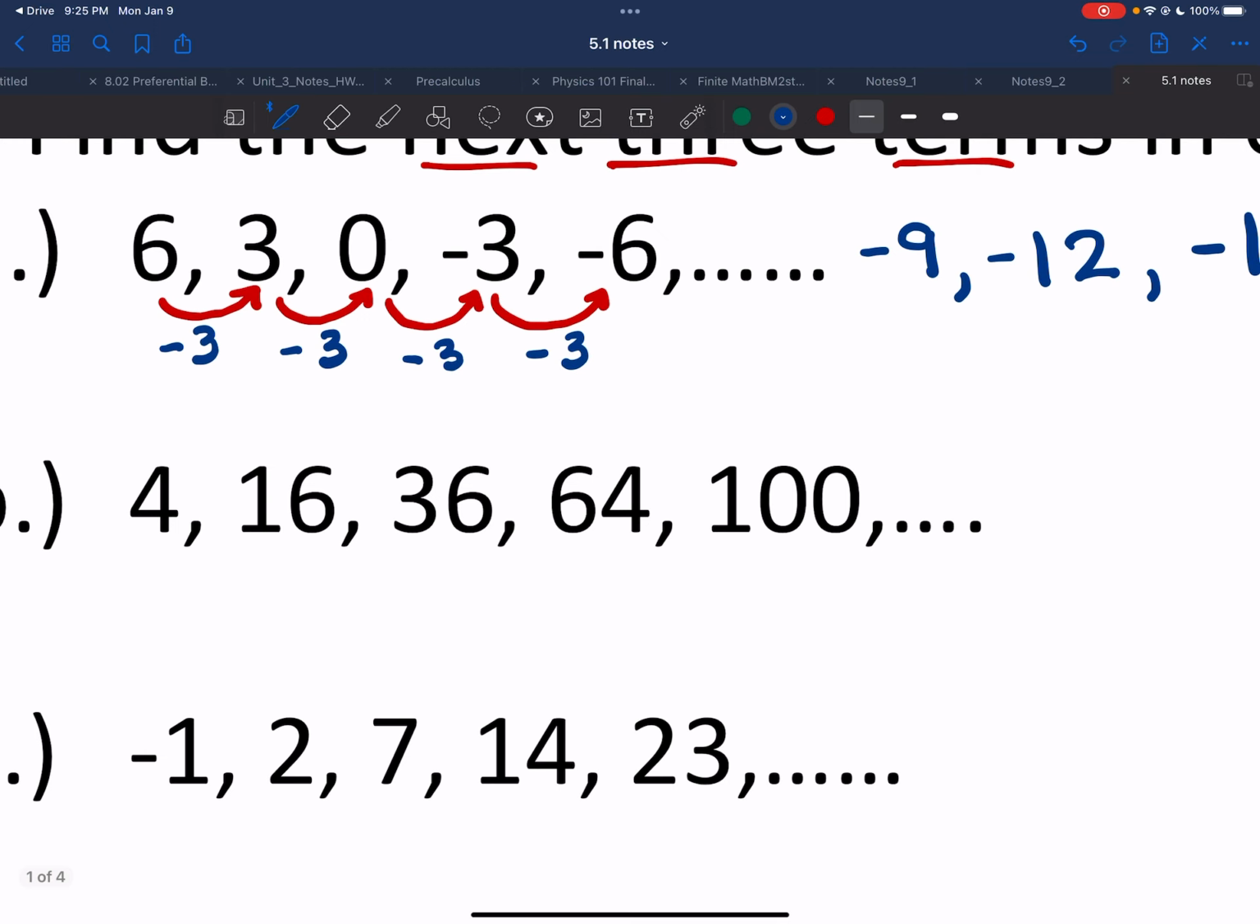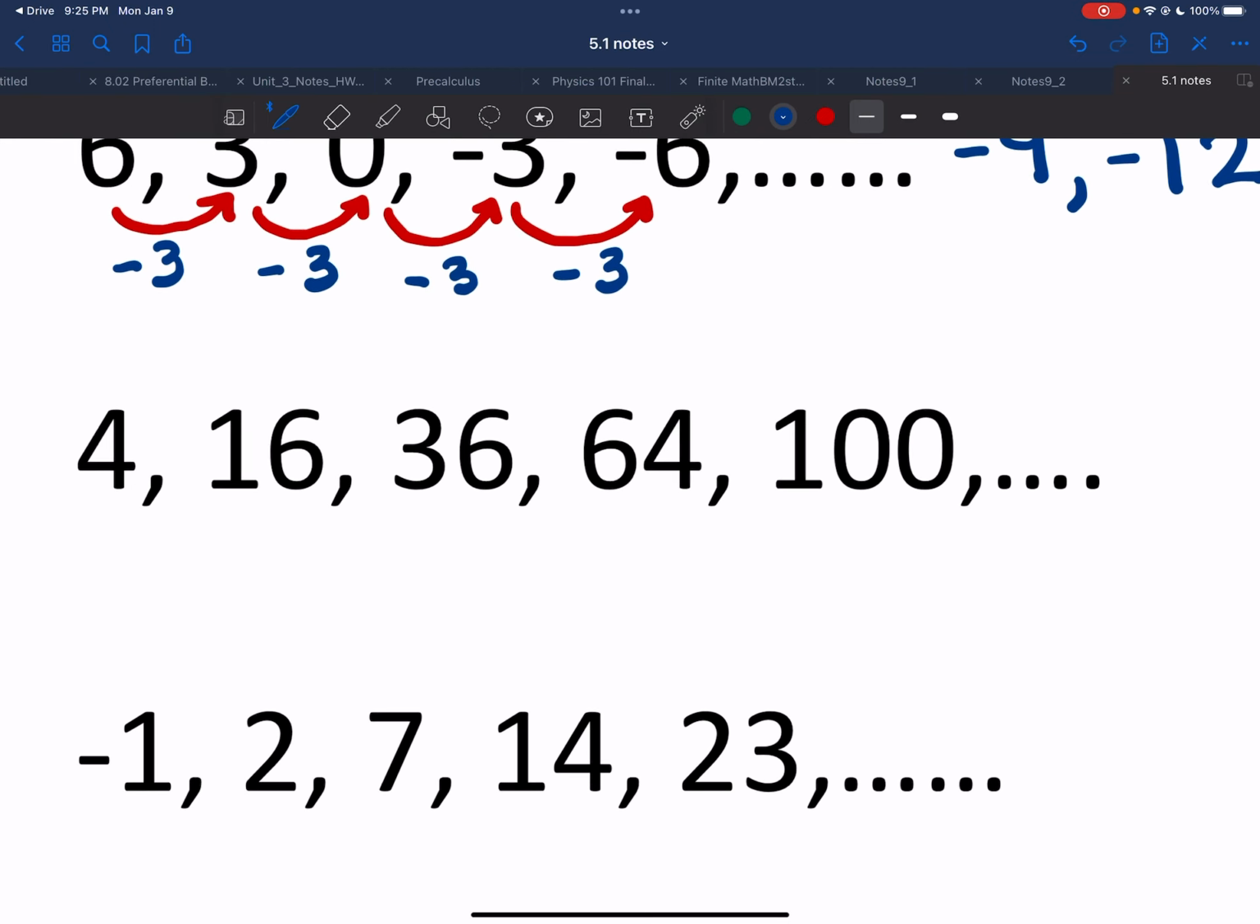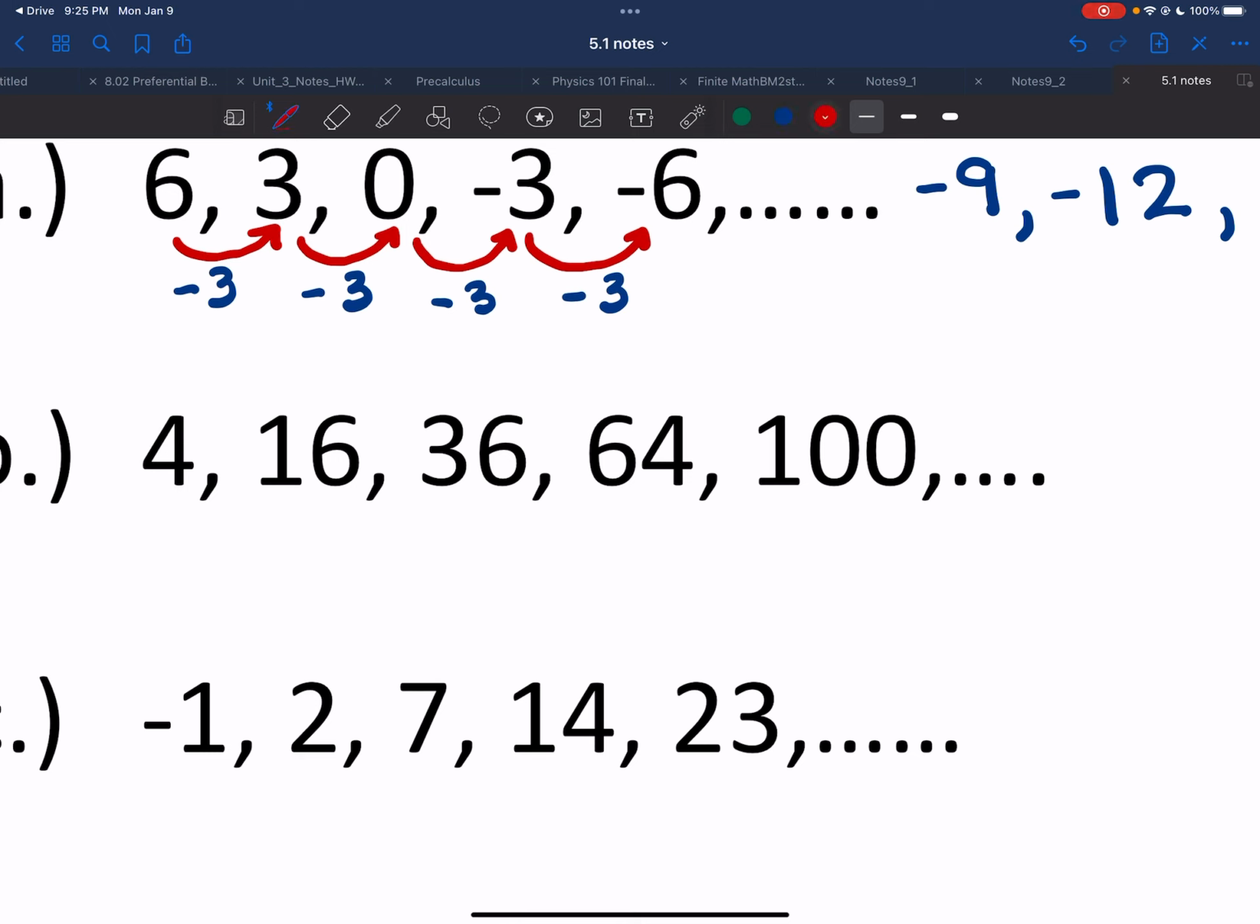On this next one, I have 4, 16, 36, 64, and 100. At first I thought to get from 4 to 16, I multiply 4 by itself, but when I go to the next one, it doesn't do that. Like 16 squared is not 36. Even 16 added to itself is not correct. Okay, so let me do this. I'm going to find the difference between all of them and see if I can see a pattern.